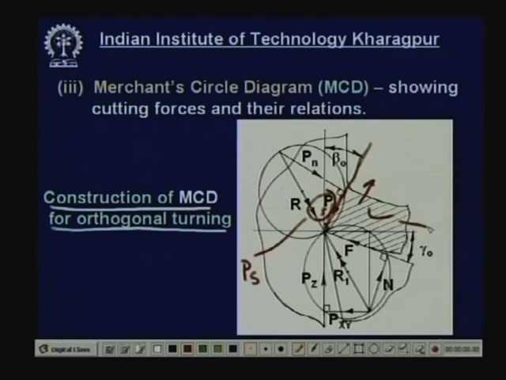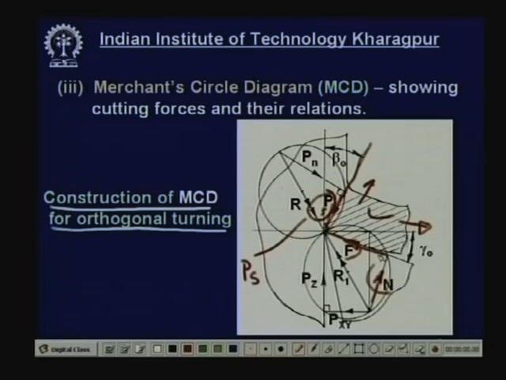Now, the chip is coming out at a constant velocity. We can consider this segment of the chip to be in a state of equilibrium, because the velocity is constant. From the tool side, what forces are acting on the chip? One force is the friction force. When the chip comes out, it slides over the tool, so there will be a force acting in the opposite direction, the friction force F, and another force N normal to the chip coming from the tool. So, from the work side, the chip is subject to one shear force PS and one normal force Pn, and from the tool side it is subject to friction force F and normal force N.